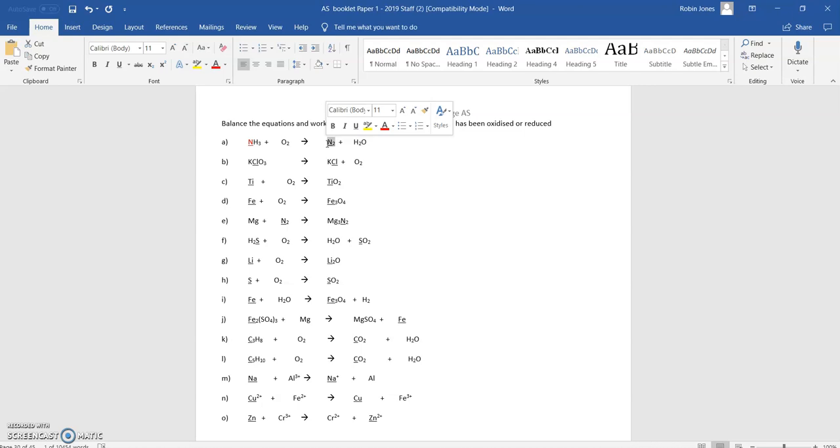The temperature has gone up. It's got warmer. So it's gone from -3 up to 0. If the number goes up, it's been oxidized. End of.